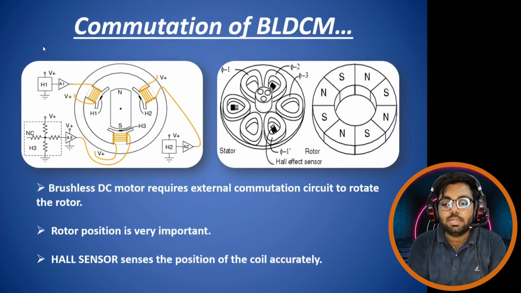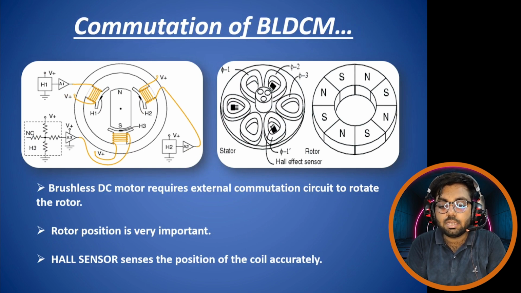Commutation of BLDC motor. BLDC motors require an external commutation circuit to rotate the rotor. The rotor's position is very important and is accurately sensed by the Hall sensor. This sensing ensures that the motor operates efficiently and effectively.